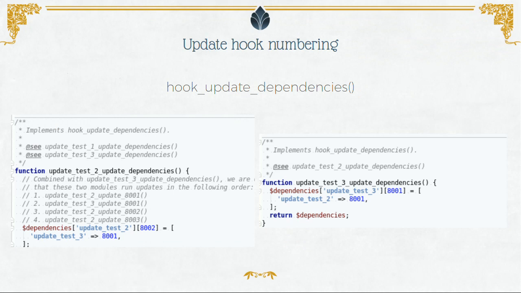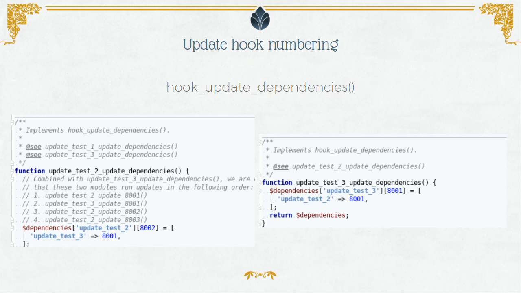So for this particular case, as you can see on the left, we have hook update. We want to execute update hooks in a particular order: test module 2 wants to execute 8001, and then we want to execute test module 3, 801, and then 802, and so on and so forth. So what we are doing here, essentially, in hook update dependencies, as you can see on the right side, in test module 3, we are adding a dependency on test module 2's 801 hook. And similarly, in test module 2, we are adding an 802 dependency on 801.